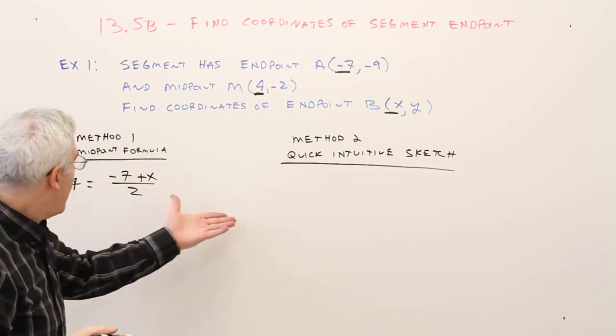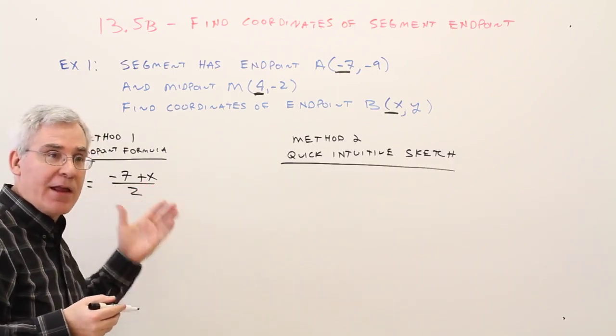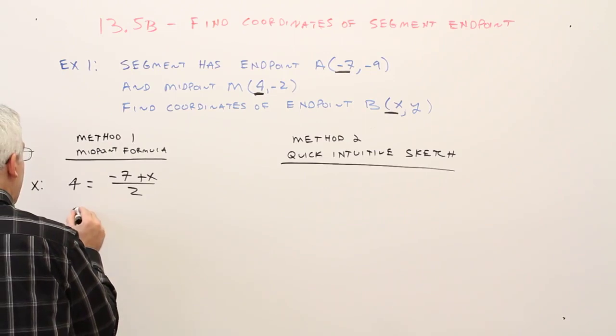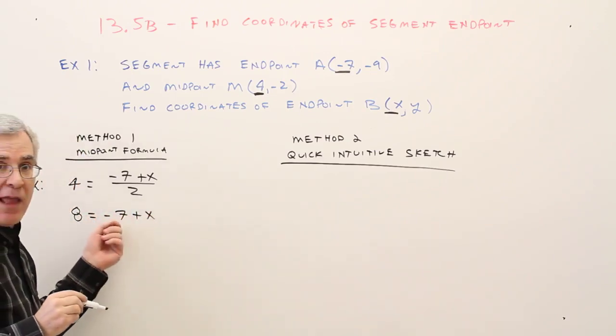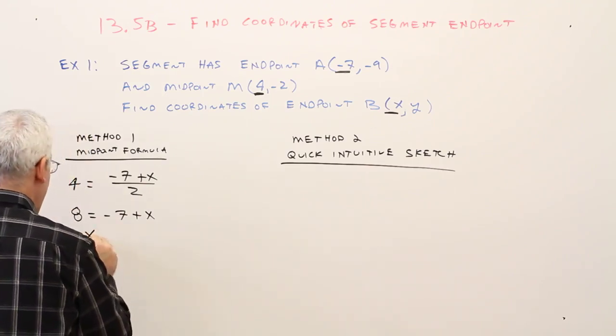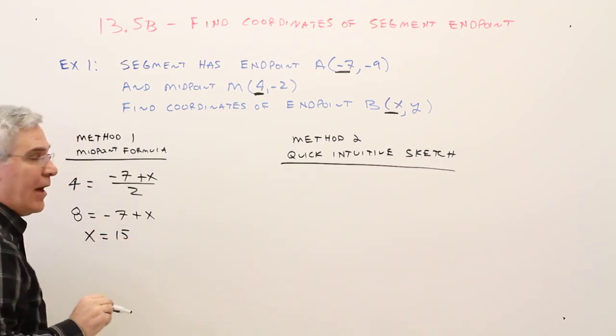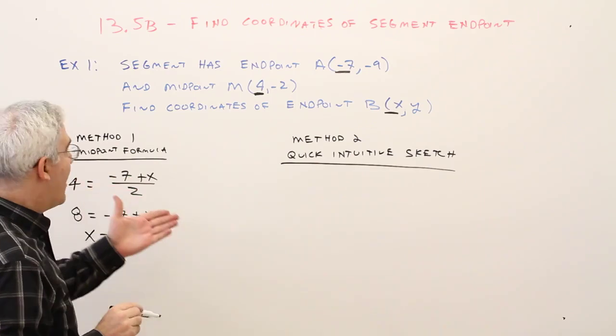All right, I don't like fractions, so I'd multiply each side by 2 and get 8 equals -7 plus x. Then I would just add 7 to each side and get my x value to be 15. And I'd do the same thing with y.